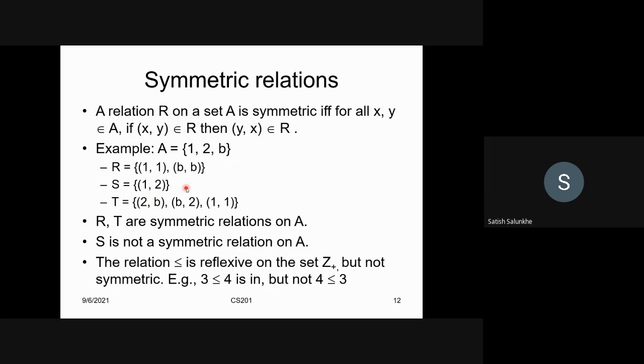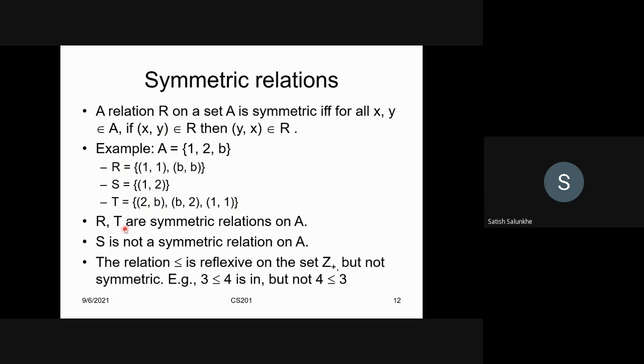Because the condition will be violated when you have at least one (x, y) belonging to R for which (y, x) does not belong to R, then you say the relation is not symmetric. Otherwise the relation is symmetric. (2, b) belongs to R, (b, 2) belongs to R; (1, 1) belongs to R, (1, b) belongs to R. So all these relations are symmetric.